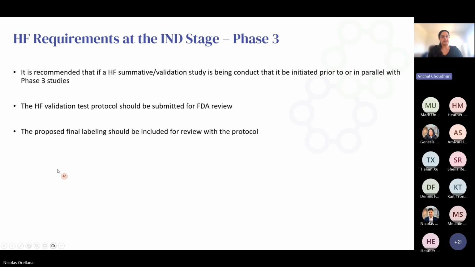Another thing to consider is that ideally the HF validation test protocol should be submitted to FDA for review. Along with the protocol, you can include the proposed final labeling. And it's really, the earlier you can submit to FDA, the better, because their review of human factors test protocols often ends up taking quite a while. So you don't want that to be a factor that delays the development process.